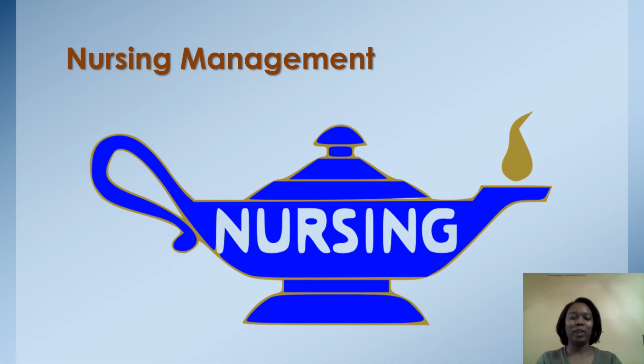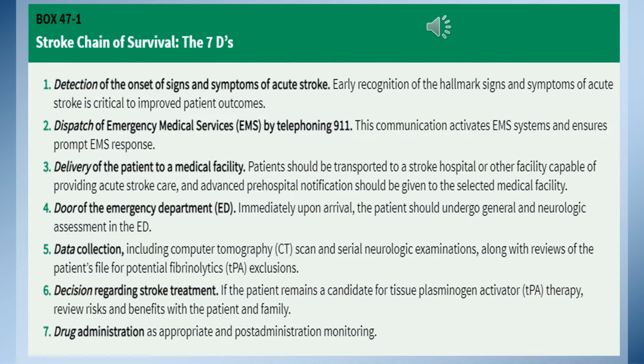Nursing management. So let's begin talking about nursing care and how we are going to care for our patient. The 7 Ds of stroke. You can find this on page 1354. So this is box 47-1, stroke chain of survival. So these are the 7 Ds to help get your patient the most efficient help if they're experiencing a CVA.